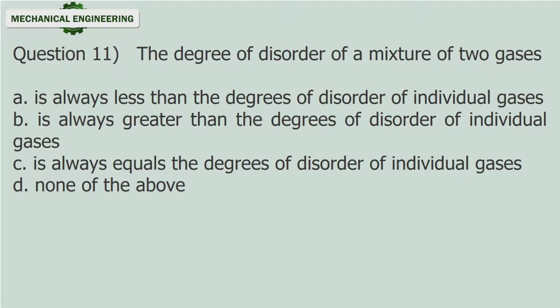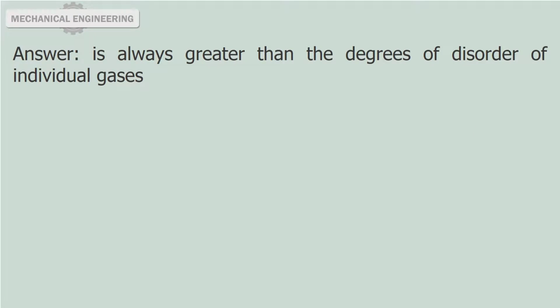Question 11. The degree of disorder of a mixture of two gases. A. Is always less than the degrees of disorder of individual gases. B. Is always greater than the degrees of disorder of individual gases. C. Is always equal to the degrees of disorder of individual gases. D. None of the above. Answer: is always greater than the degrees of disorder of individual gases.